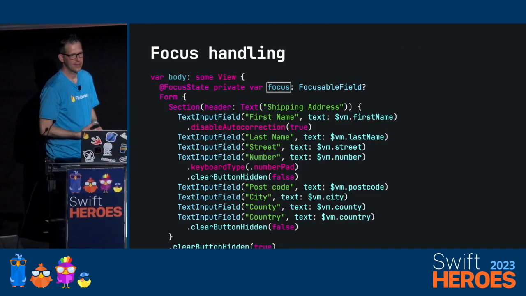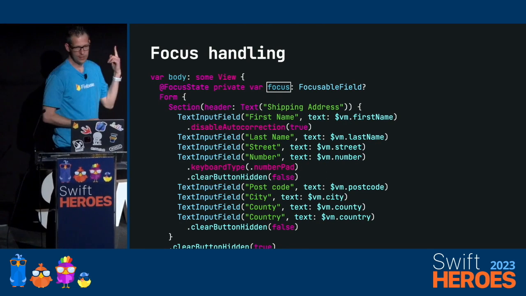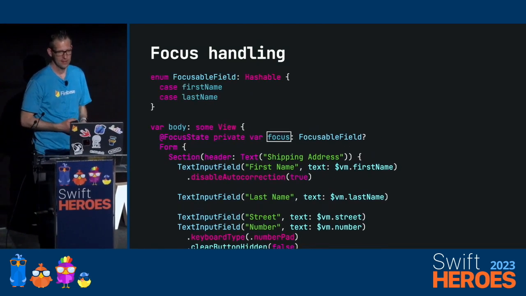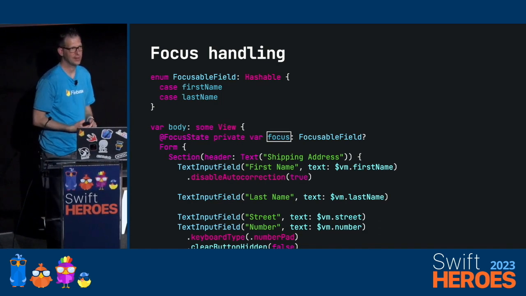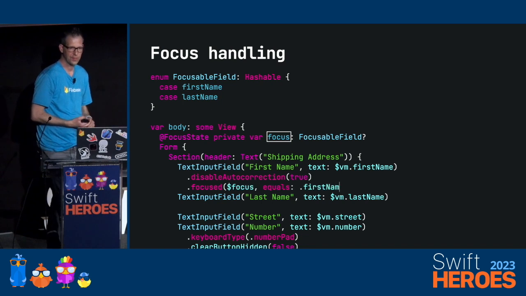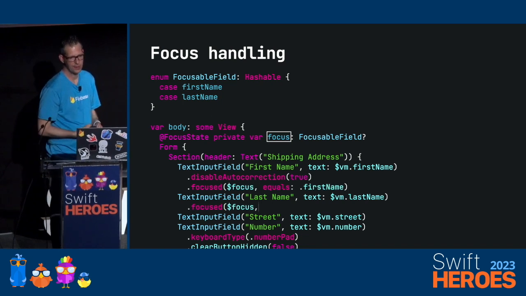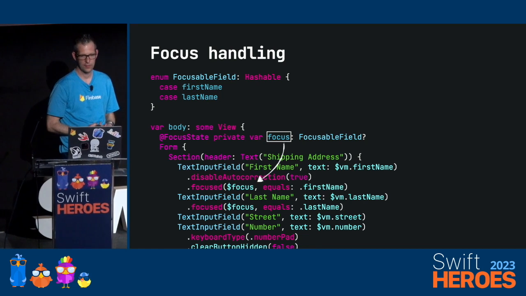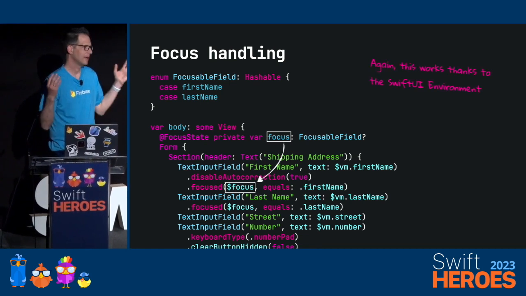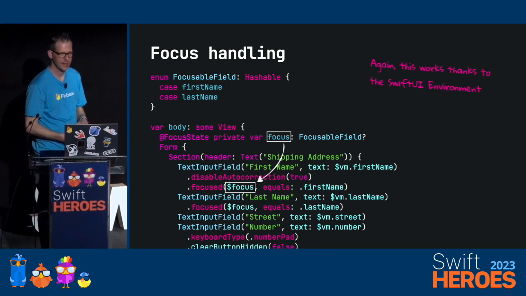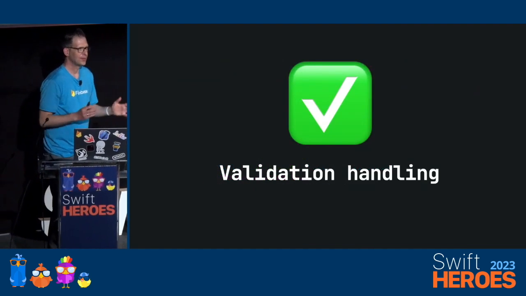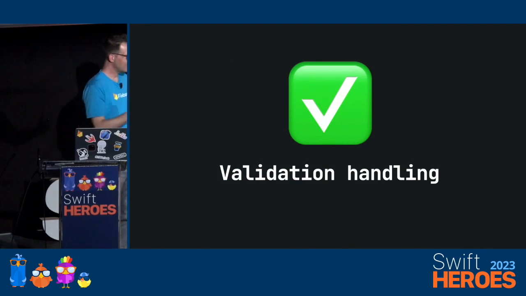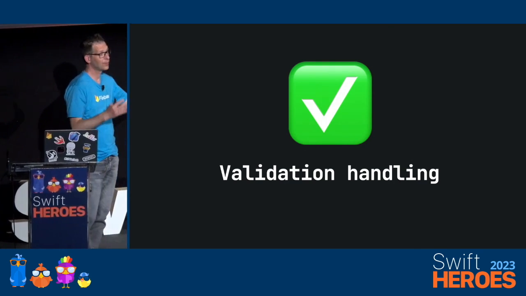So let's add a focus state to our view here, and then define focusable field, and I decided to just use the first name and last name so that you can still read the slide. So I'll add the focused view modifier connected to the $focus property, and it works like a charm. Again, all of this works because of the SwiftUI environment. Great. So we've established that our approach of building new SwiftUI views works.